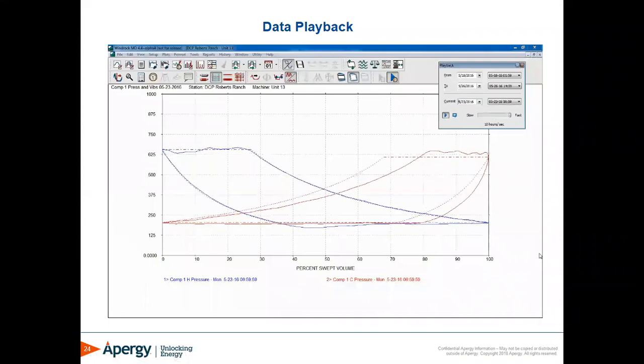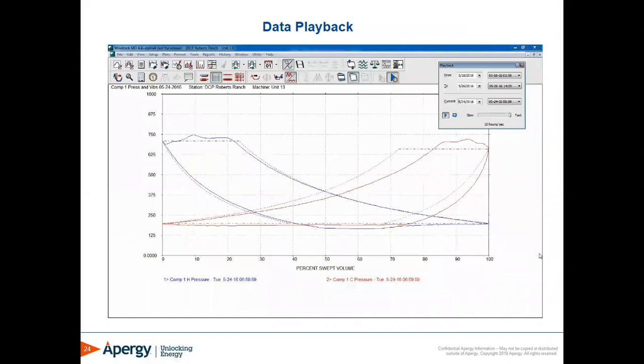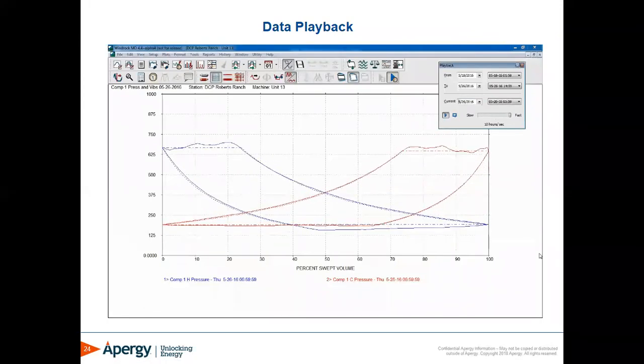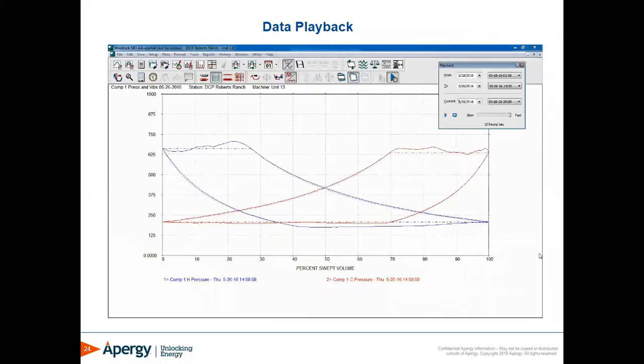So here's where you can see that cylinder start to leak. You can see our actuals and theoreticals spread apart. Now they're back to normal.